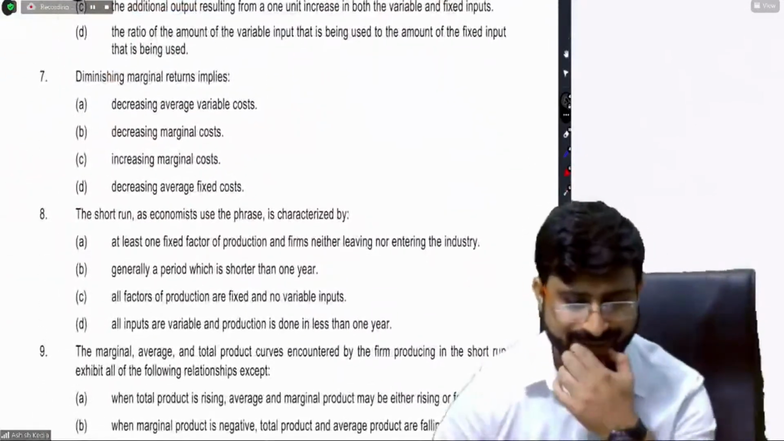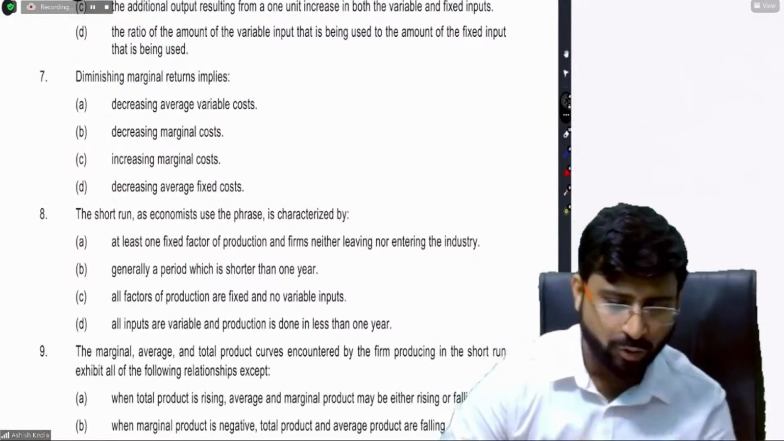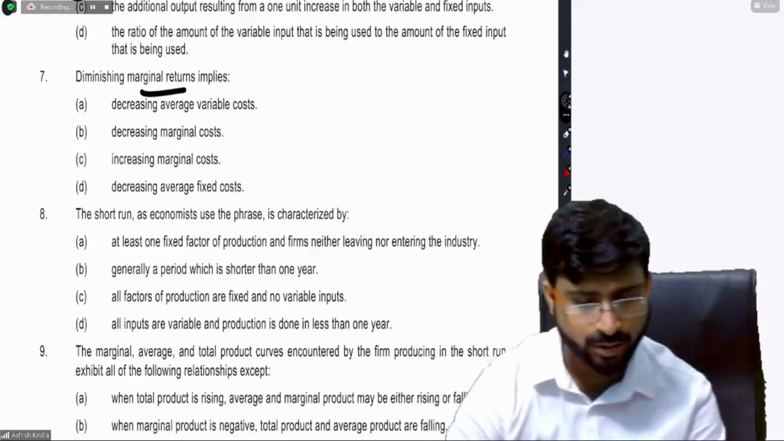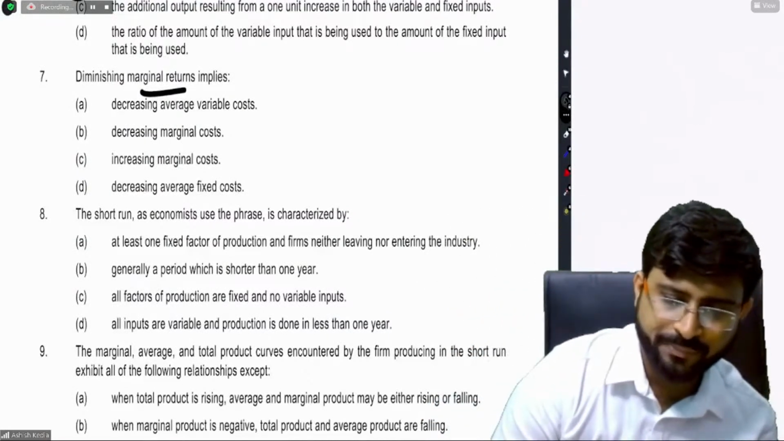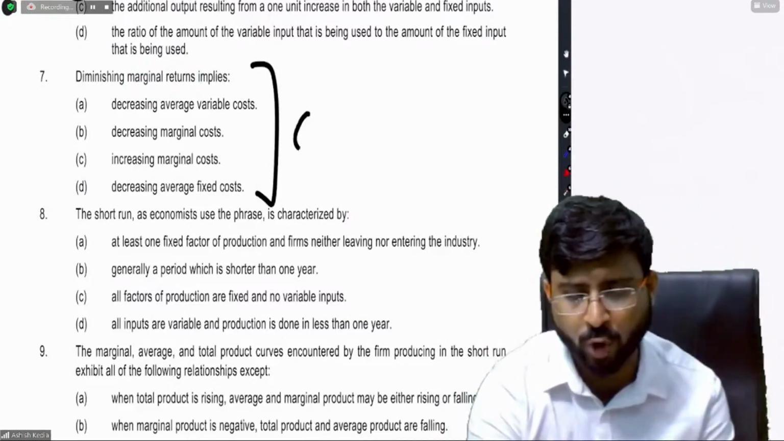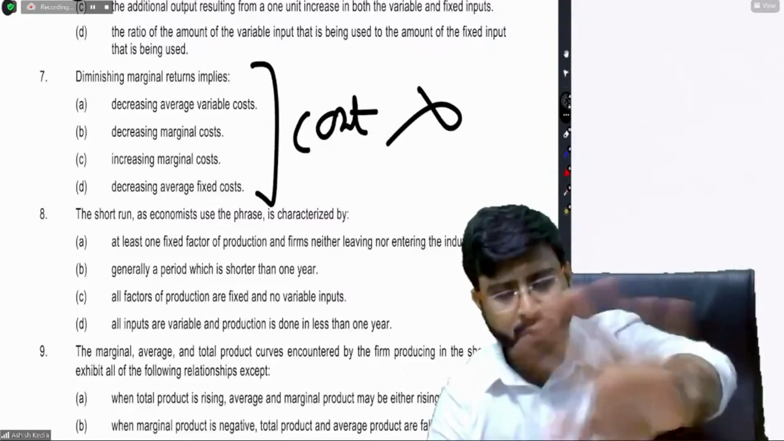Let's go to 7. What does diminishing marginal return imply? A good question. See, if returns output is reduced. Acha, this question is from cost. We have not done cost now, so skip it. Don't solve it now. Don't solve it.